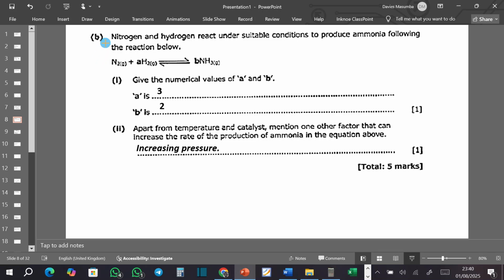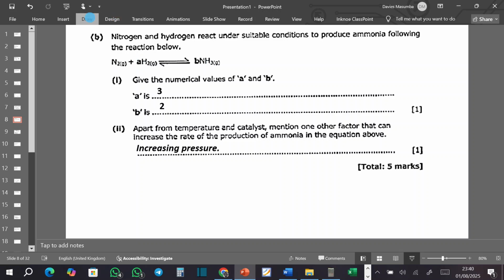Question 8b, sorry, question B says nitrogen and hydrogen react under suitable conditions to produce ammonia following the reaction below. So nitrogen and hydrogen form ammonia. Then Roman numeral 1: give the numerical values of A and B. So this is just a balanced reaction. Other people found this question hard, but it wasn't.